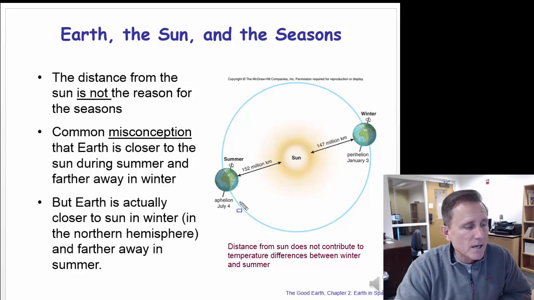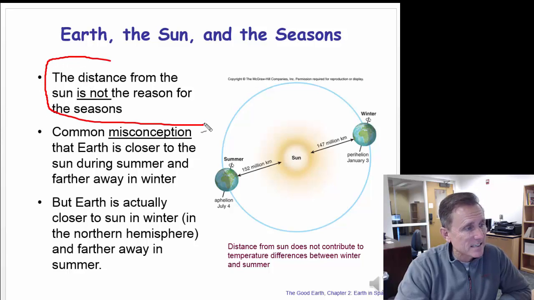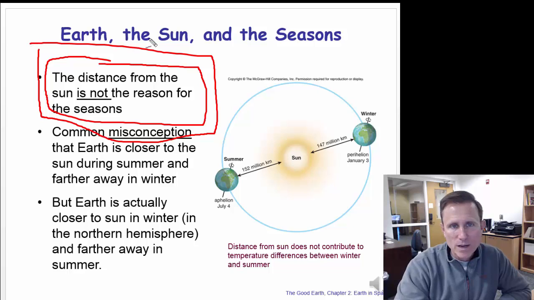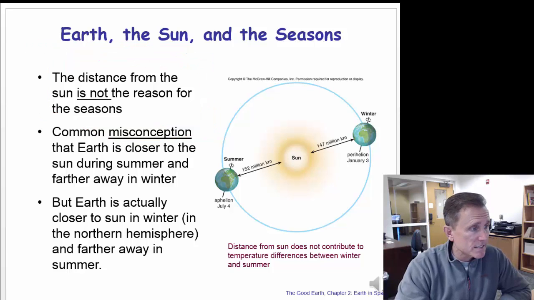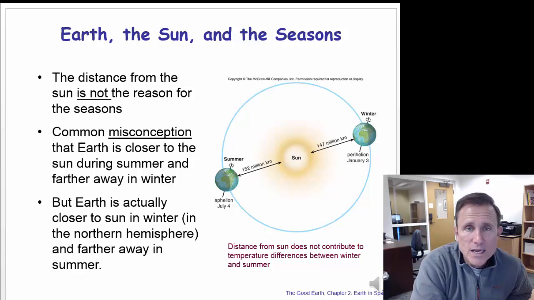So interestingly enough, our aphelion, the point at which we are furthest from the sun, is in our summertime. We're actually closest to the sun in our wintertime. So the distance between the sun and the earth is not the reason for the seasons. That distance is not why we have winter or summer. It's a common misconception.